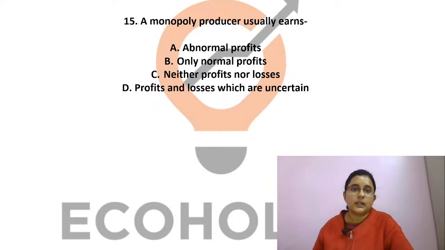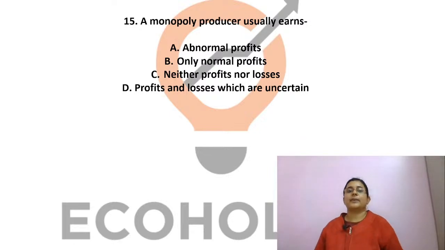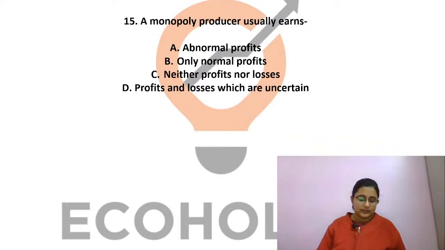Question number 15. A monopoly producer usually earns abnormal profit, only normal profit, neither profit nor loss, or profit and loss which are uncertain. Okay, interesting question. Please tell me. I hope all of you will be giving me the right answer for this question. We are talking about a monopoly producer.